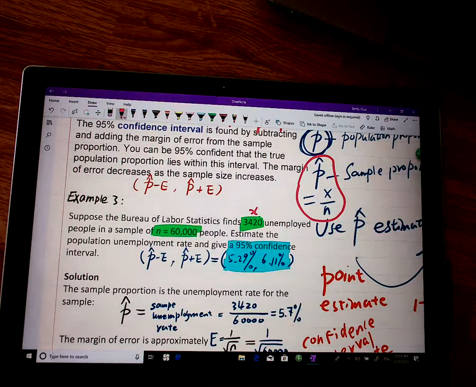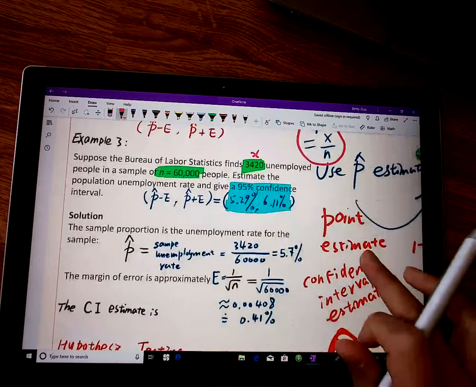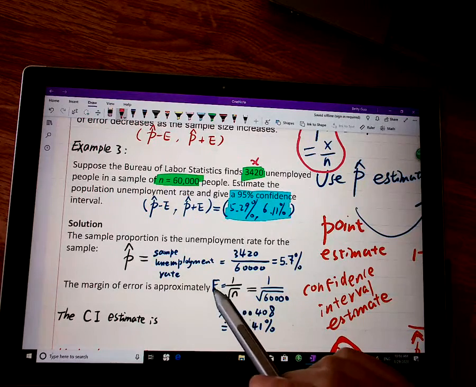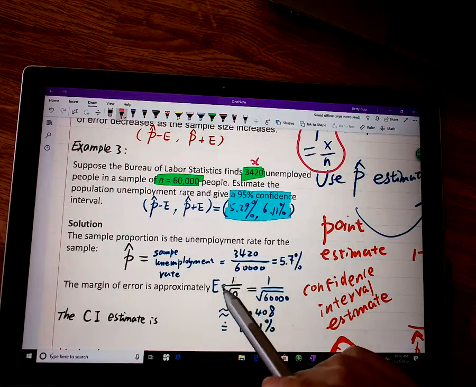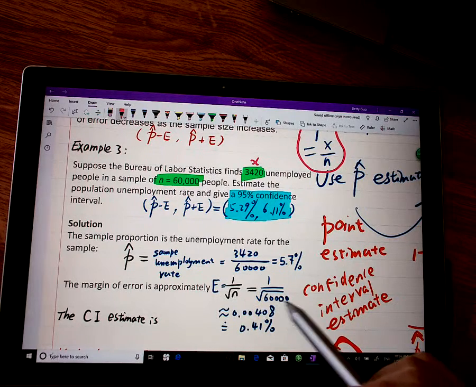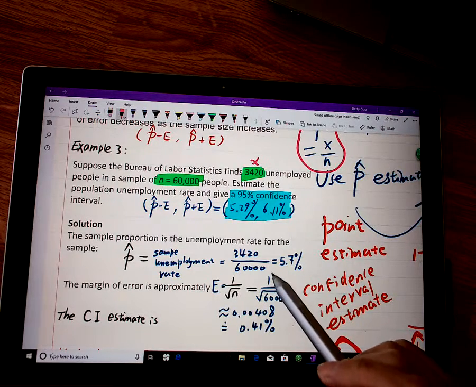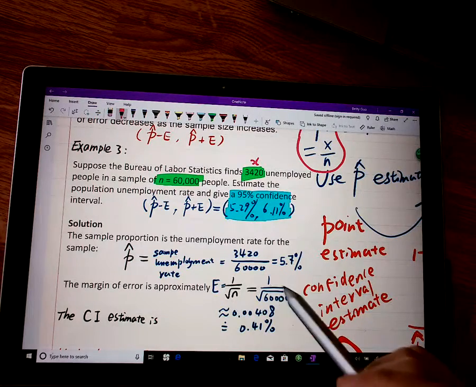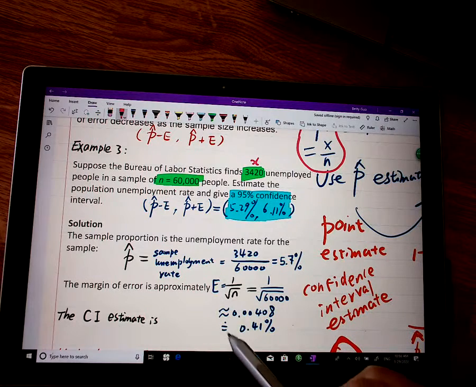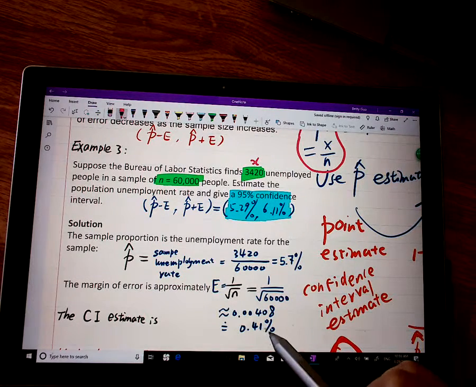All right. Then what is the margin of error? Remember, we have a formula right now. Margin of error E, capital letter E, equals 1 over square root of n. N is 60,000. You plug in. So the margin of error is 1 over square root of 60,000. Use your calculator. You got the margin of error is about equal to 0.41%. Okay?